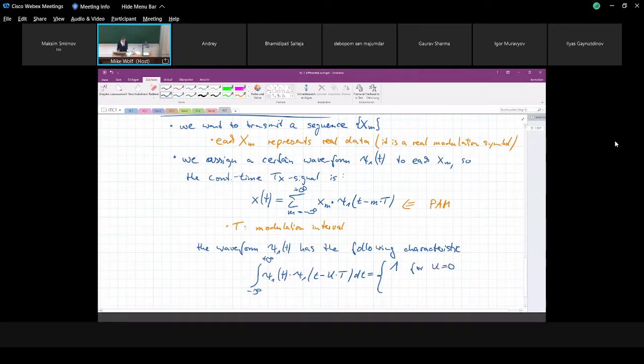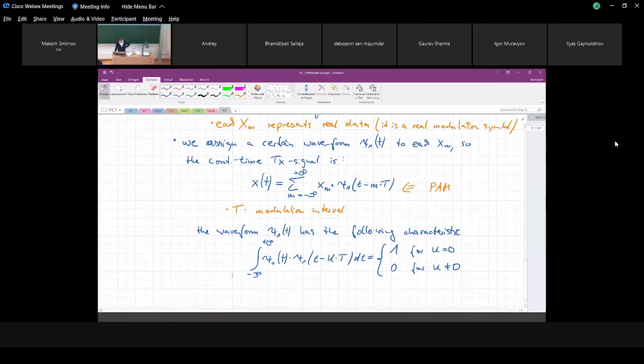So now we compare, if this k is 1, for instance, two adjacent pulses. And we need to have the following condition, that this correlation between two adjacent pulses needs to be 0. This is just a correlation, a scalar product. So this means they are independent. So this is 0 for k not equal to 0. And this characteristic ensures that these pulses have unit energy.